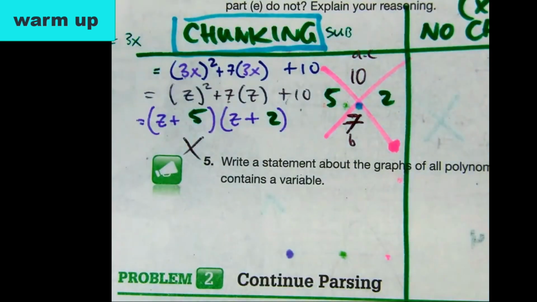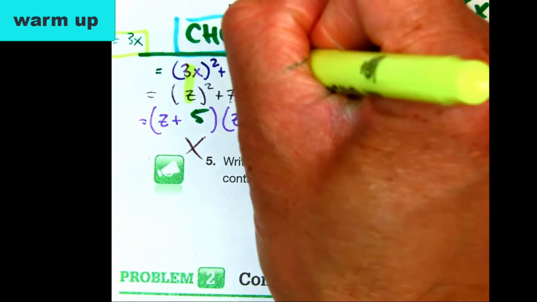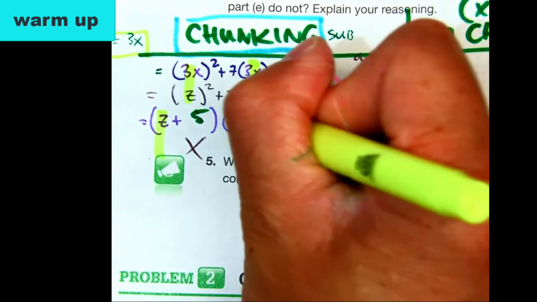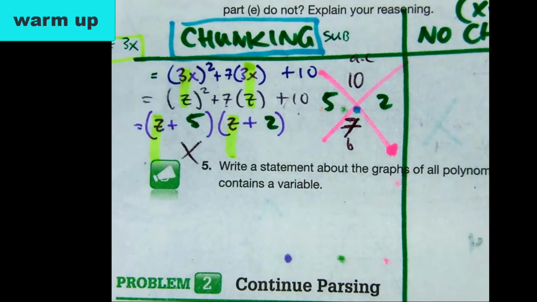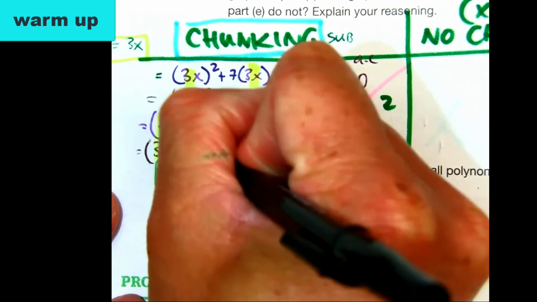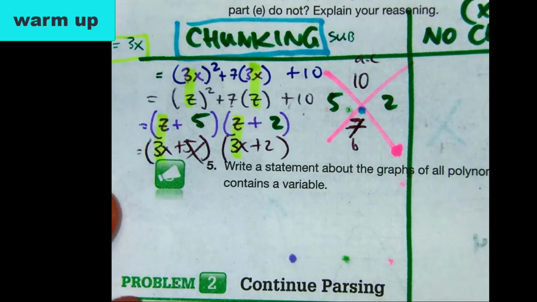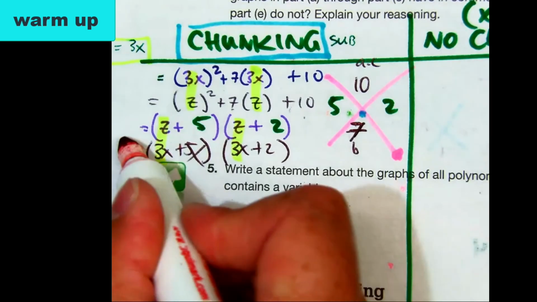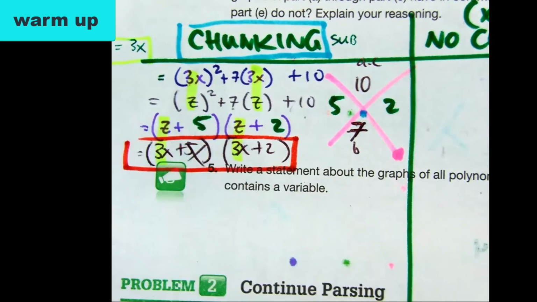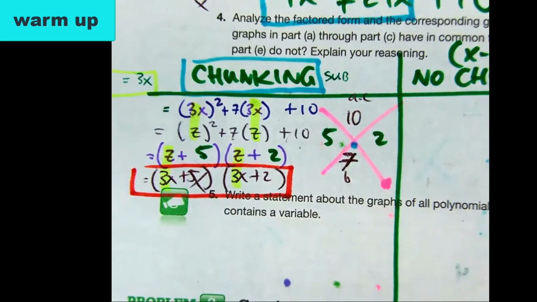But we did something, didn't we? Class, what did the z equal? 3x, right? So every time I see z, now I'm going to write what? 3x. So now I have 3x plus 5 and 3x plus 2 is my answer. So let's review the chunking method. The chunking method for factoring only works when you have which two letters? A and B have what? A greatest common factor.